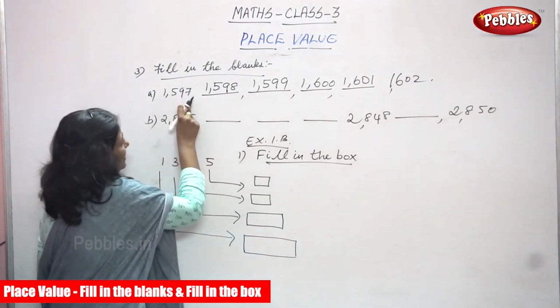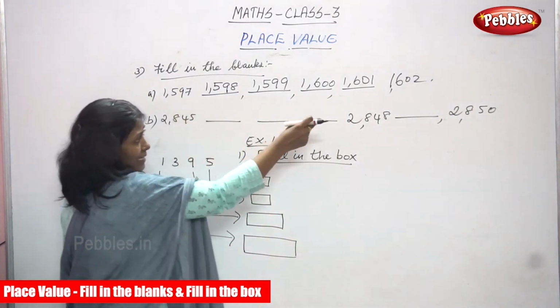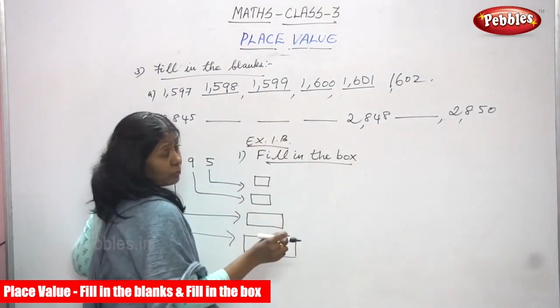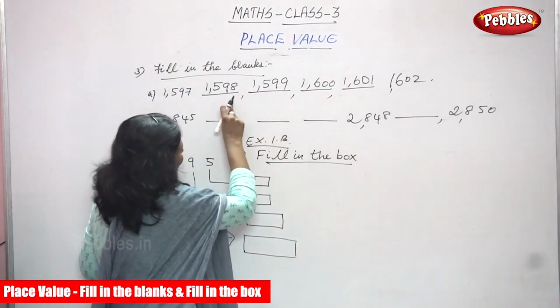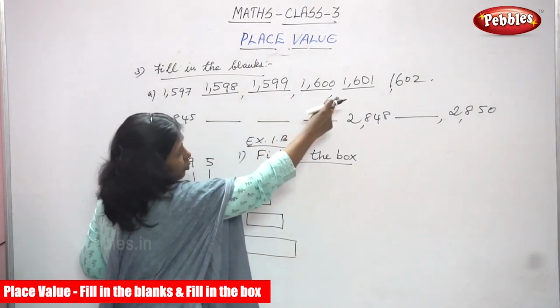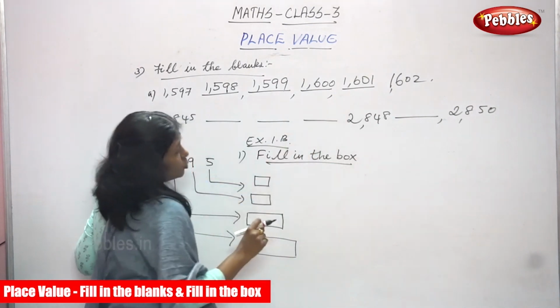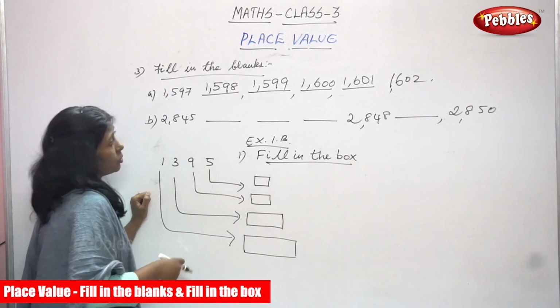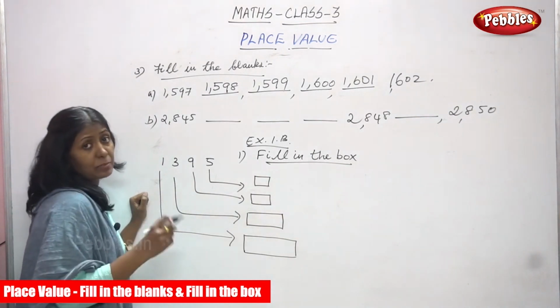So 1597 is the starting number, and the ending number is 1602. The remaining blanks you have to fill up: 1598, 1599, 1600 and 1601. You must be very thorough with the numbers only then can you fill the blanks. You have to concentrate more on the numbers.